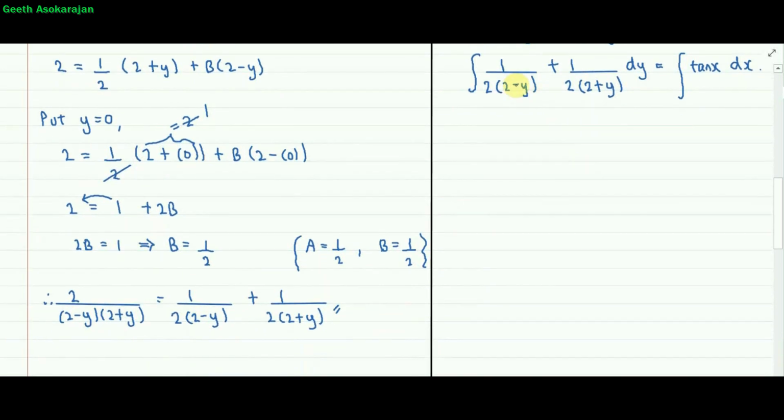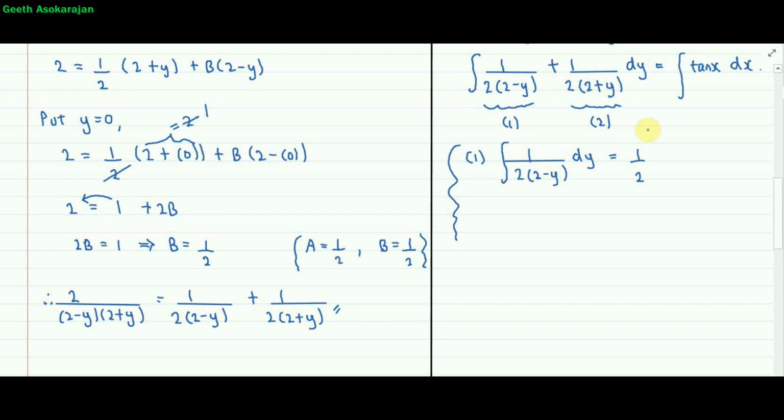Now let's go one extra stage. Let's calculate these two integrals separately. Let me call them integral number 1 and integral number 2. So as a side calculation, number 1. Let's integrate 1 over 2 into 2 minus y with respect to y. Now the 1 over 2 is a constant, so I'm going to keep the 1 over 2 outside, and inside my integral I have 1 over 2 minus y left to integrate with respect to y.